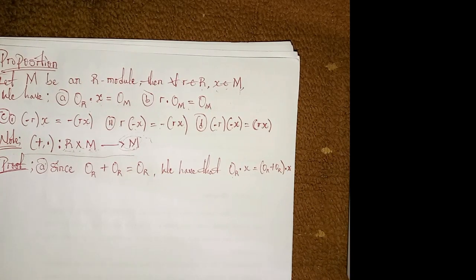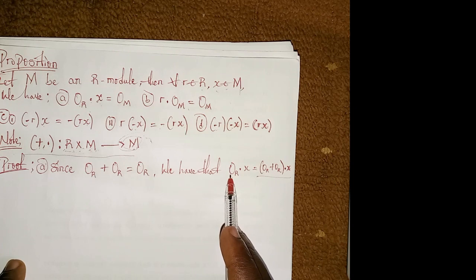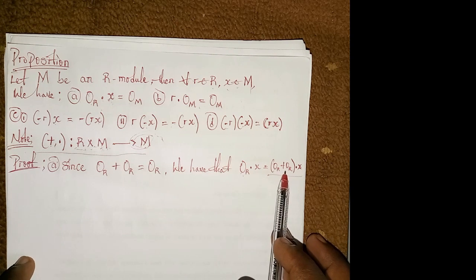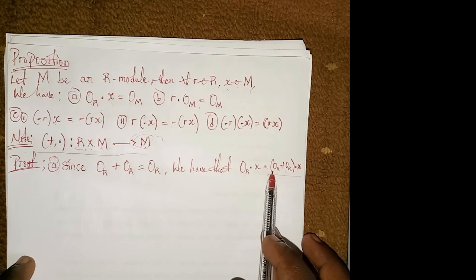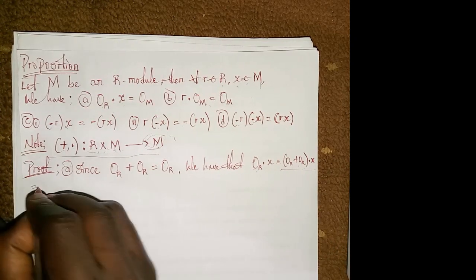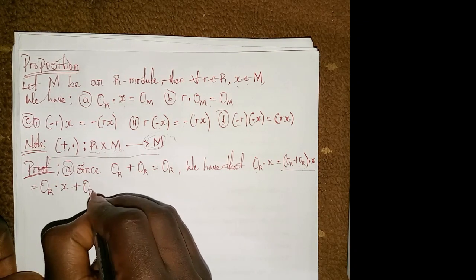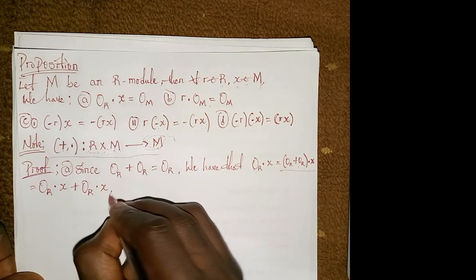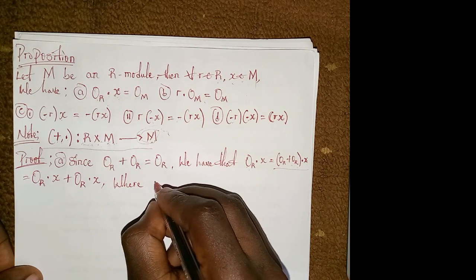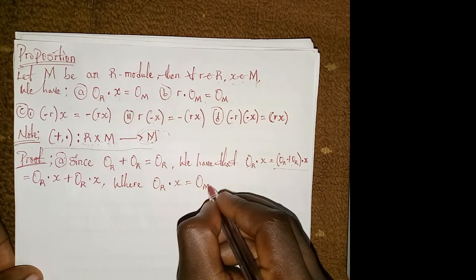Now, if you look at this very well, you will discover that what we are doing now with respect to the zero module of R is that we are constricting it to look like a left ideal. We are dealing with the zero module of R to look like a left ideal. Now, we proceed by saying that the zero module of R multiplied by X plus the zero module of R multiplied by X, where we know that the zero module of R multiplied by X is equal to M.